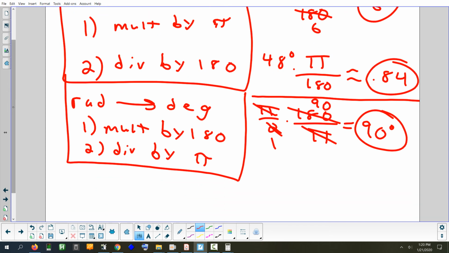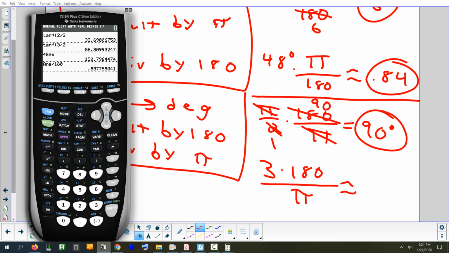Last one I'll do, we'll just write it as a decimal. Let's take 3 radians. So convert that to degrees. Multiply by 180. Divide by pi. Now, this time I'll show you what happens if you don't use the pi button. 3 times 180 gives you 540, divided by 3.14. So if you don't use the pi button, that's what you get.